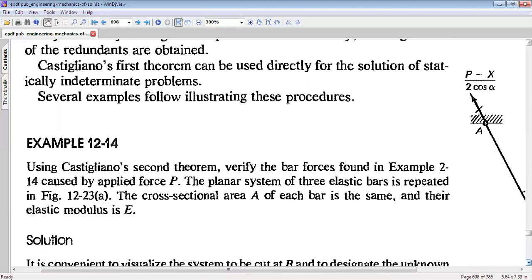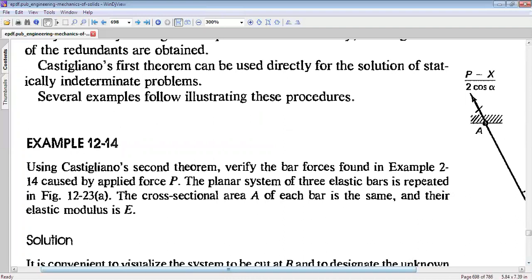So let us try to understand this using one example. Example 12.14. Using Castigliano's second theorem, verify the bar forces found in example 2.14 caused by applied force P. The planar system of three elastic bars is repeated in figure 12.23A. The cross-sectional area A of each bar is the same and their elastic modulus is E.